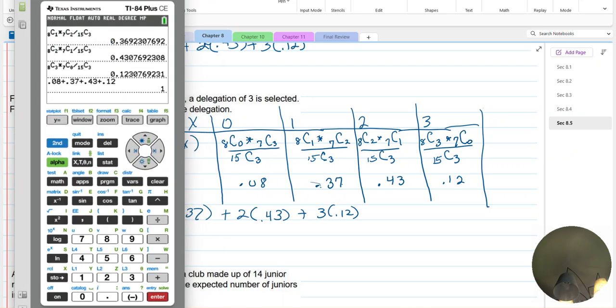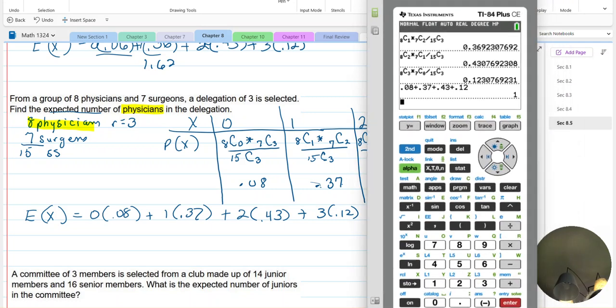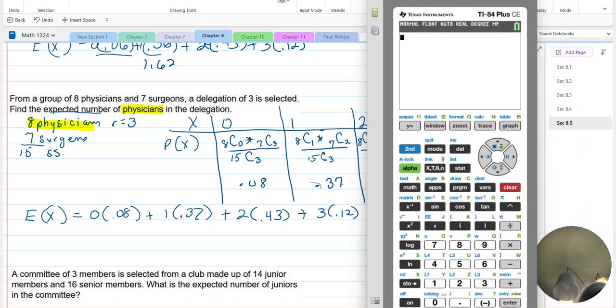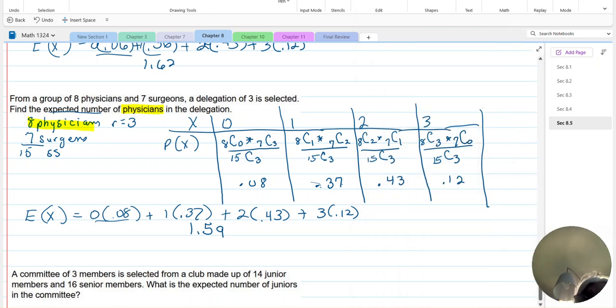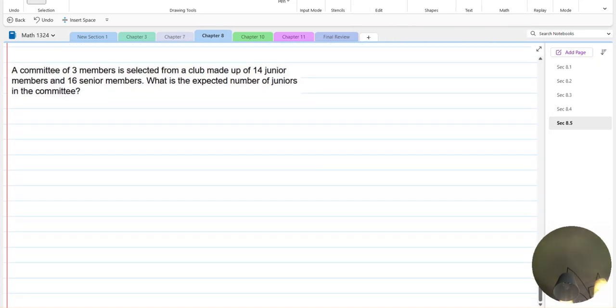Here we go. So I'm going to have 0 here. So I'm going to have the 0.37 plus 2 times the 0.43 plus 3 times the 0.12. Make sure I have points on that and not make a disaster. There you go, 1.59. And remember, if you get 1.60, that's okay too. So that's the expected value.